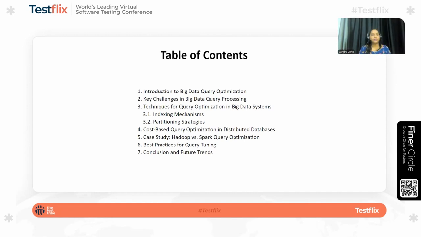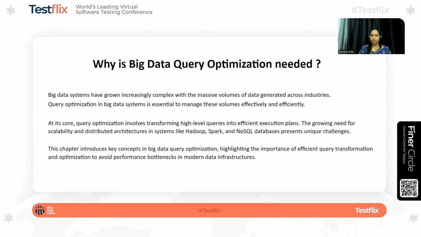Where are big data systems being used? They're used approximately everywhere nowadays. Finance, healthcare systems, e-commerce platforms, social media, all of these use big data. And with big data being present, it requires some sort of optimization. And why are we speaking about query optimization specifically? Let's talk a little bit more about it.